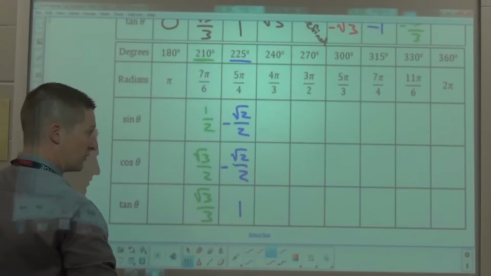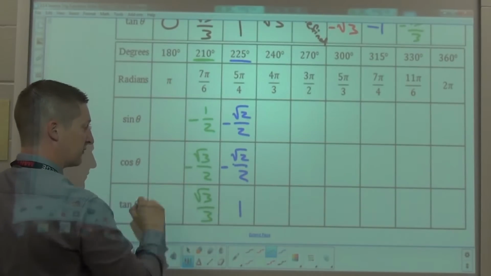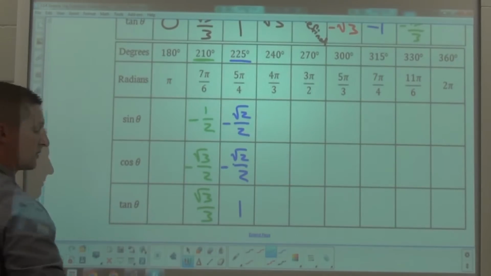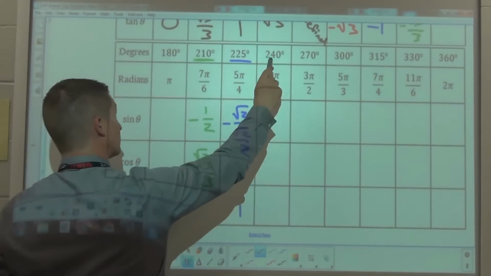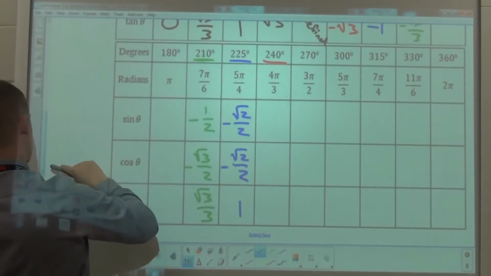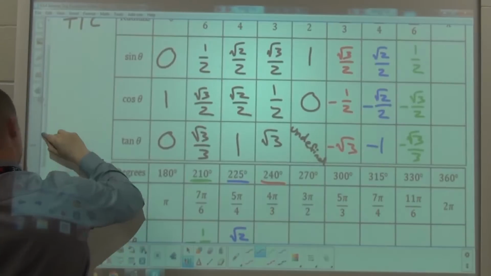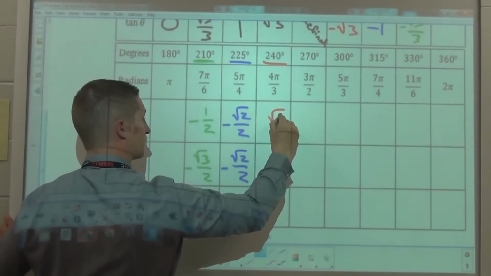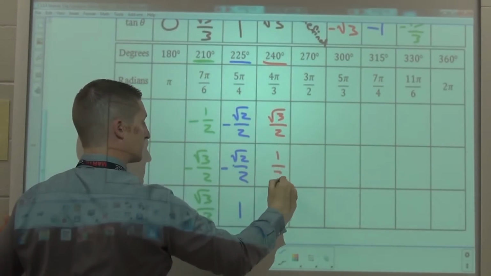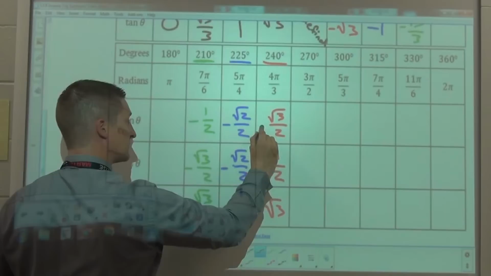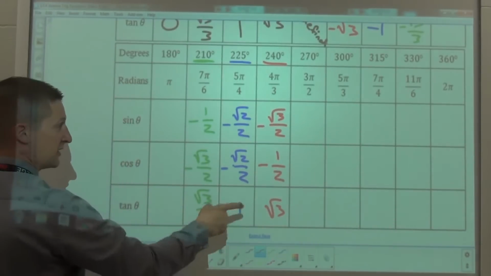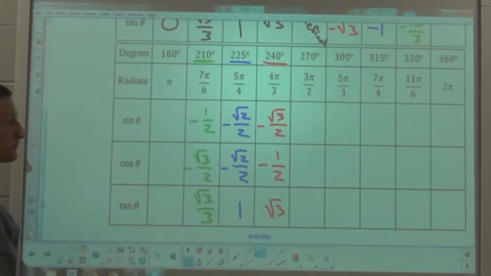And we're in the third quadrant, so I've got negative sine, negative cosine, positive tangent. 240 has a reference angle of 60 because it's 60 beyond 180. So we're going to use these values, square root of 3 over 2, 1/2, and square root of 3. And again, sine is negative, cosine is negative, tangent is positive because we're in the third quadrant.